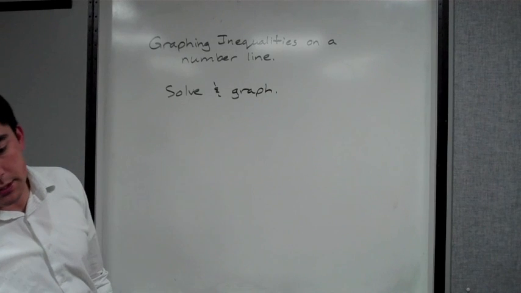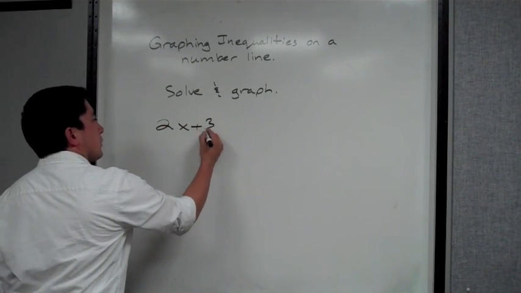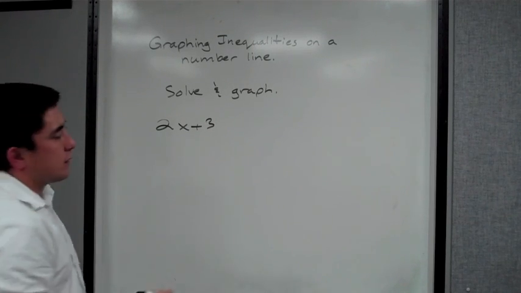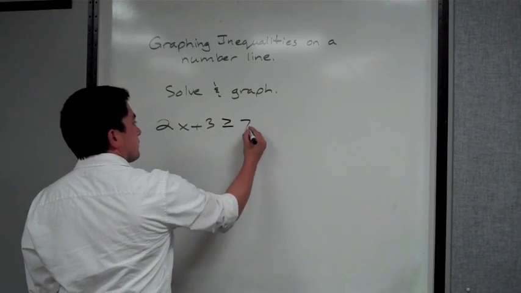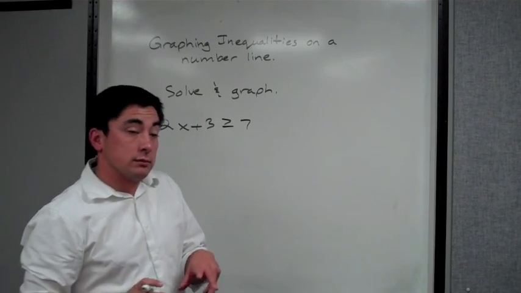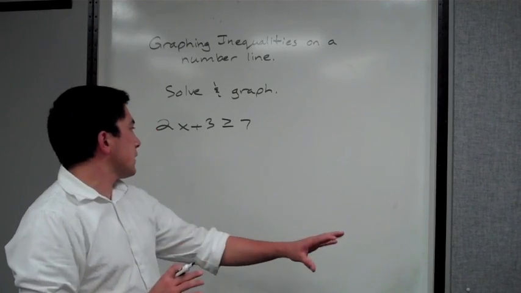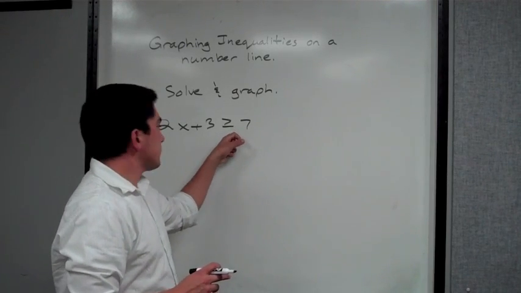So the first problem that we did in class looked like this: 2x plus 3 is greater than or equal to 7. Okay? So what you want to do is treat these pretty practically. You're going to treat these a lot like you do equations. How to move things from one side to the other of our inequality symbol.